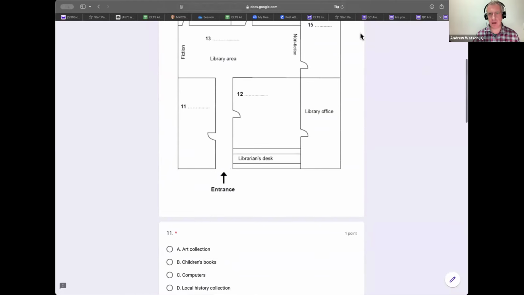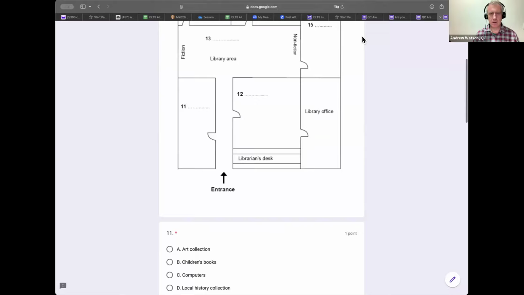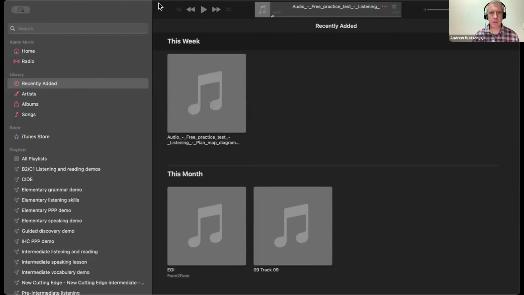Okay, so let's play and good luck. See how well you do. You'll hear the librarian of a new town library. You'll notice it's an Australian accent. You'll hear the librarian of a new town library talking to a group of people who are visiting the library.